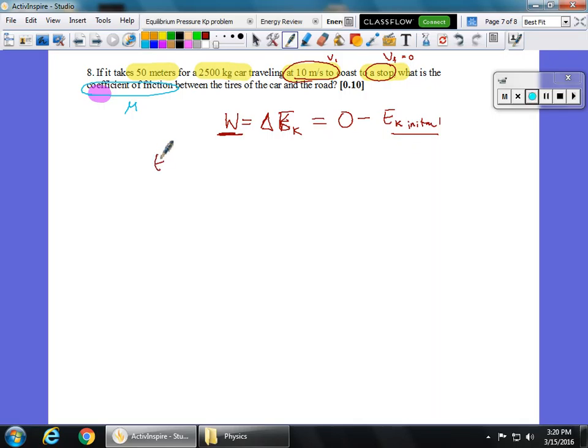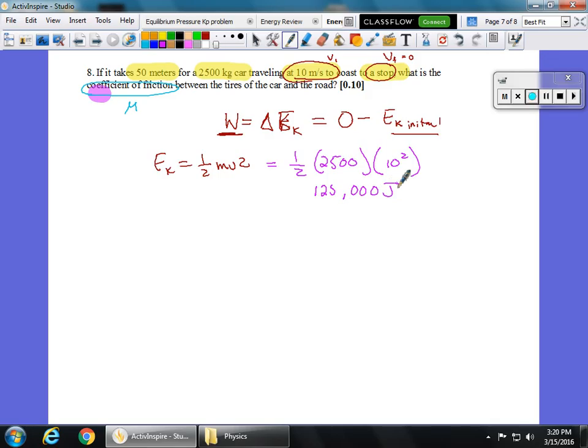So the EK is equal to 1/2 mv squared. Let's substitute in our values. 1/2, the mass is 2,500, and we're going to be multiplying that by the velocity, 10. That needs to be squared, right? So that's going to be 100. 10 squared times 2,500 times 1/2. That gives you a big number, 125,000 joules.